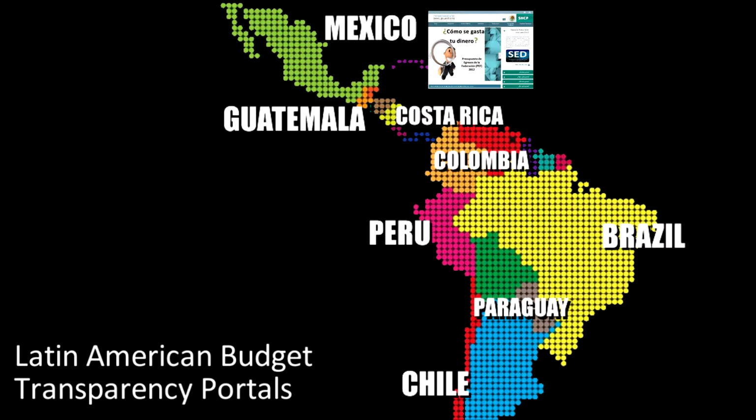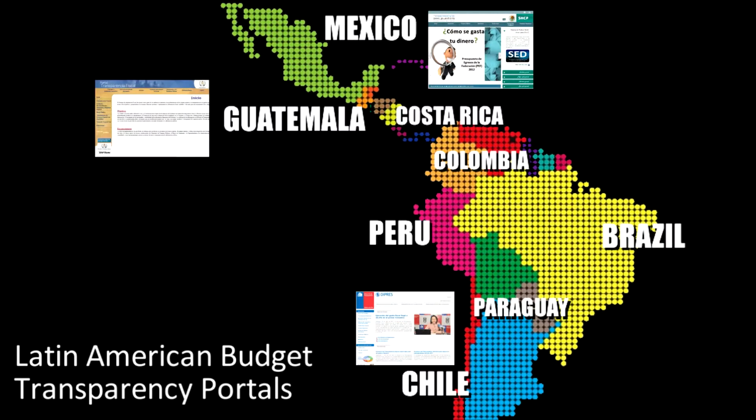A good way to do so is to develop electronic platforms that make budget information available to citizens. This video shows to what extent these platforms can ensure budget transparency.